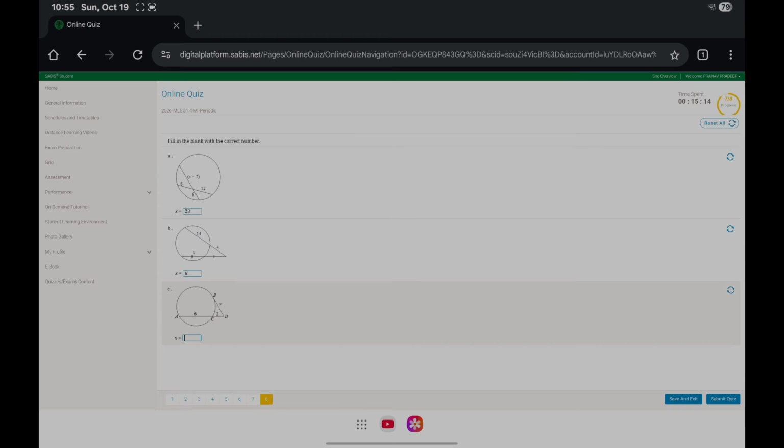Now here we have to do X squared equals 2 times 8, which is 16. So X is equal to the square root of 16, which is 4.